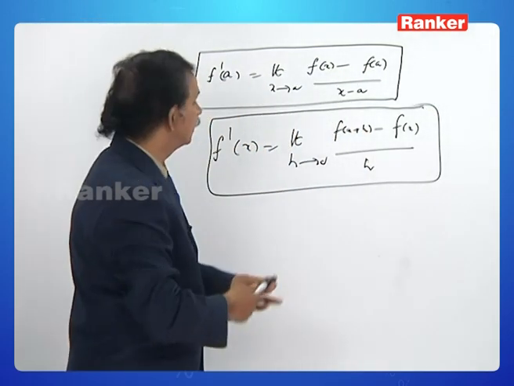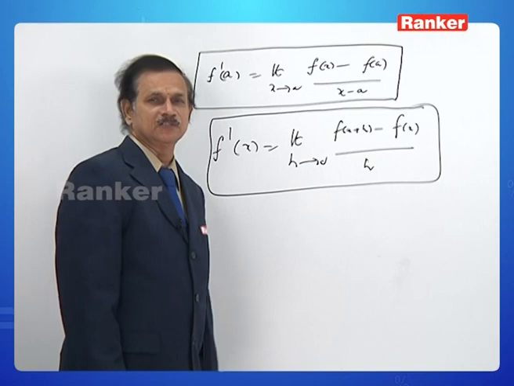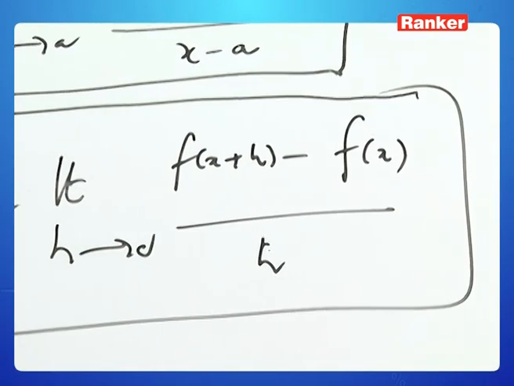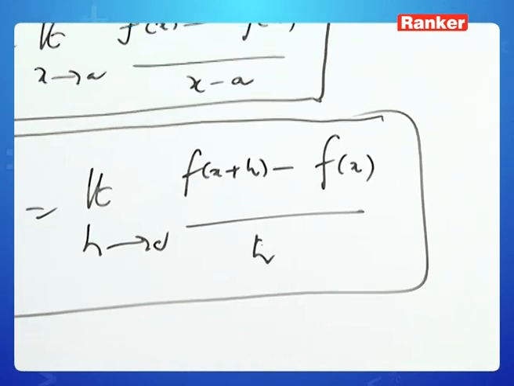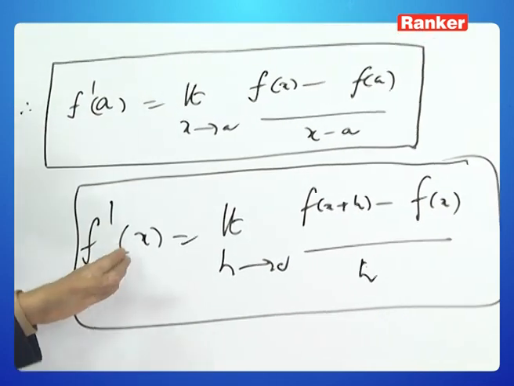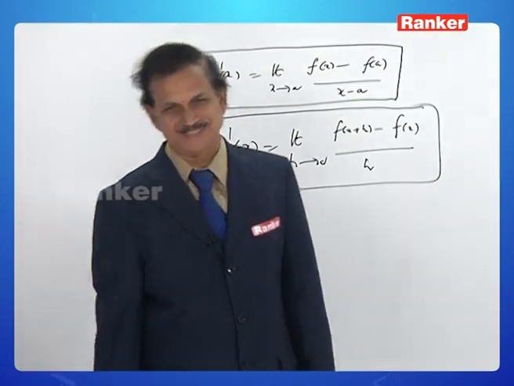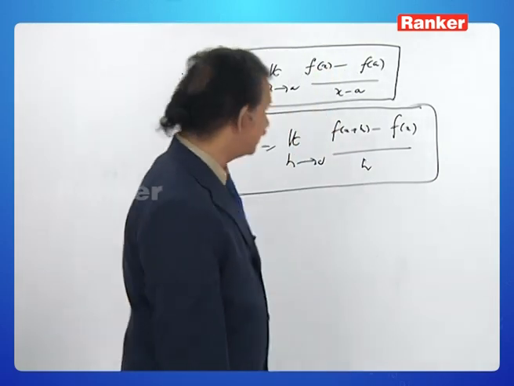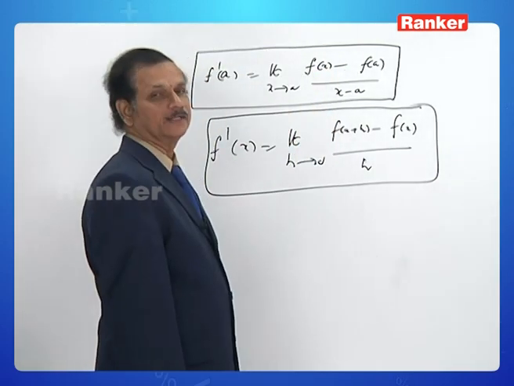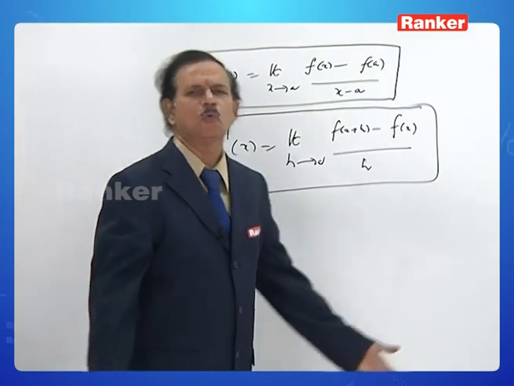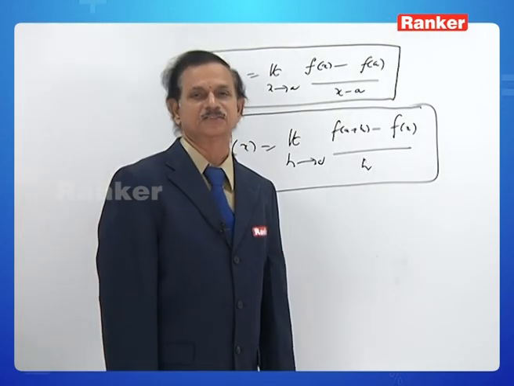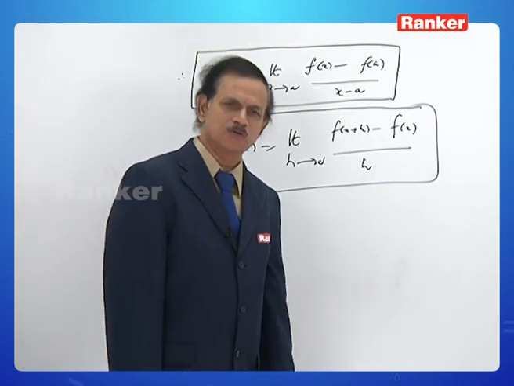Yes, both the divisions give us the same sense. This is of course the derivative of f at a particular point a, and this is the derivative of f in general at x. f dash x we say, and this we say f dash a. And there are so many symbols to represent this derivative. Let us have a look over that.